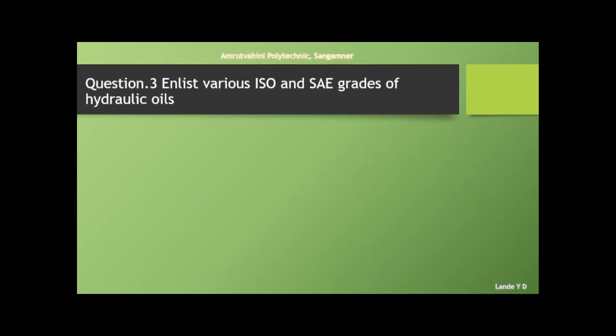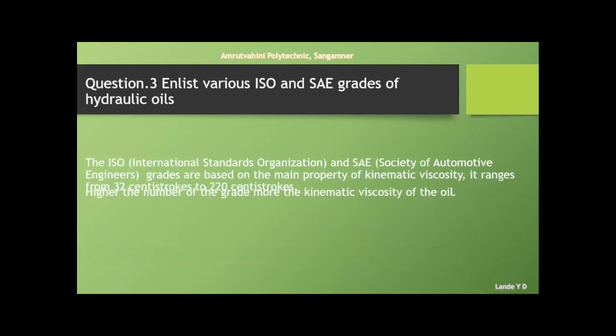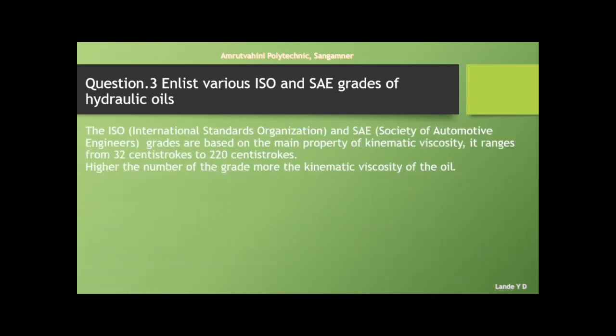Question 3. Enlist various ISO and SAE grades of hydraulic oils. The ISO, International Standards Organization, and SAE, Society of Automotive Engineers, grades are based on the main property of kinematic viscosity. It ranges from 32 centistokes to 220 centistokes. The higher the number of the grade, the more the kinematic viscosity of the oil.